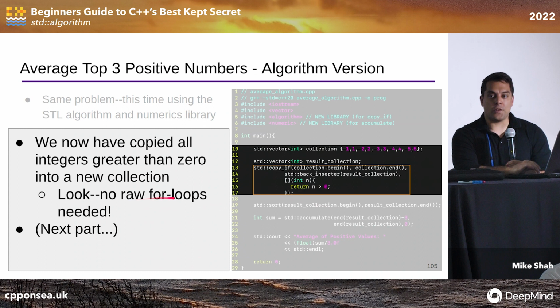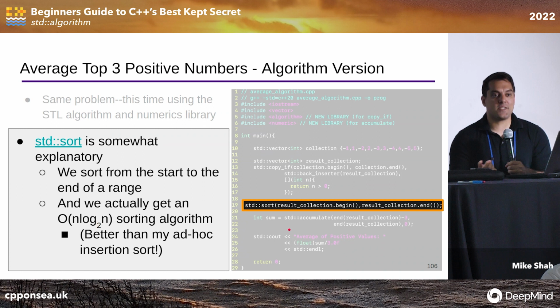And now we can sort. We saw that this exists. Don't have to write insertion sort or merge sort or pick an algorithm. We get a pretty good one for free, an n log n sort. Okay, so better than my ad hoc sort. It's at least been tested. I know it's going to work. And if it's too slow, then you can go back and optimize.